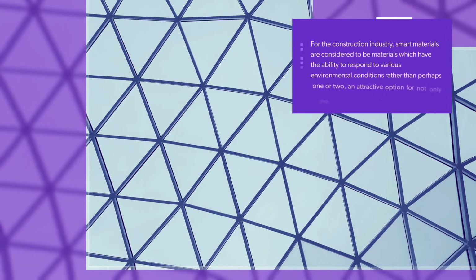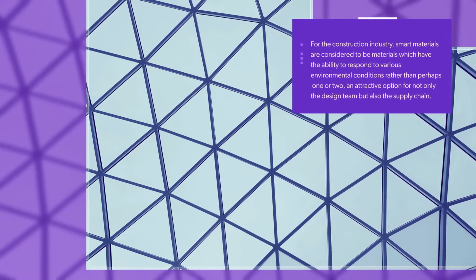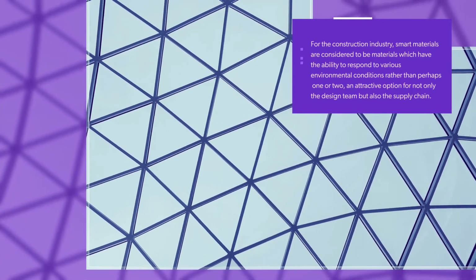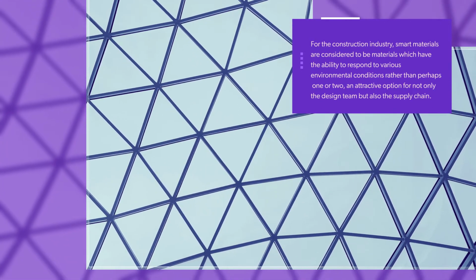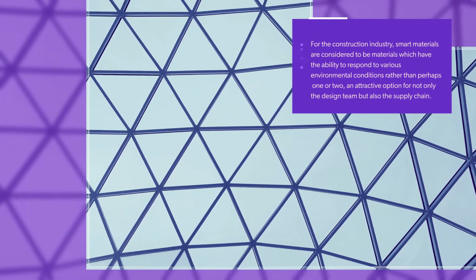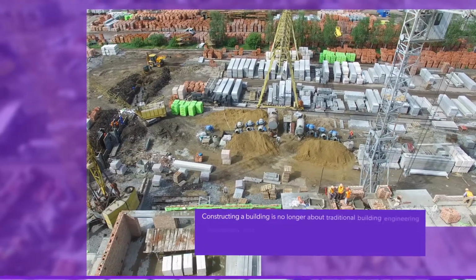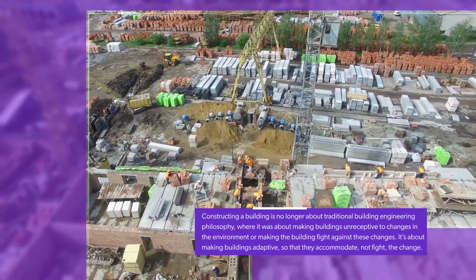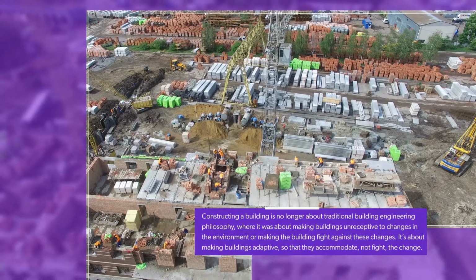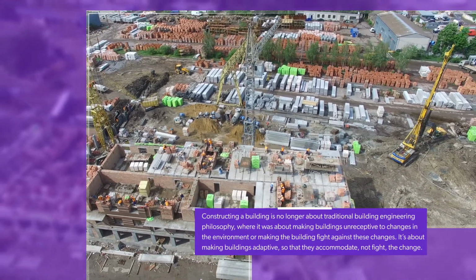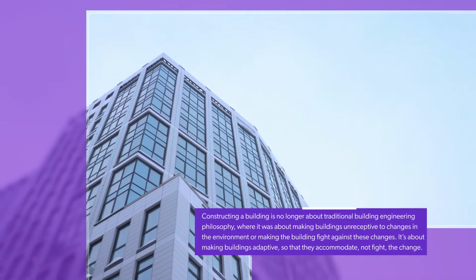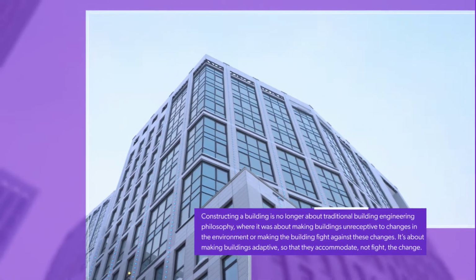For the construction industry, smart materials are considered to be materials which have the ability to respond to various environmental conditions, rather than perhaps one or two, an attractive option for not only the design team but also the supply chain. Constructing a building is no longer about traditional building engineering philosophy, where it was about making buildings unreceptive to changes in the environment or making the building fight against these changes. It's about making buildings adaptive so that they accommodate, not fight, the change.